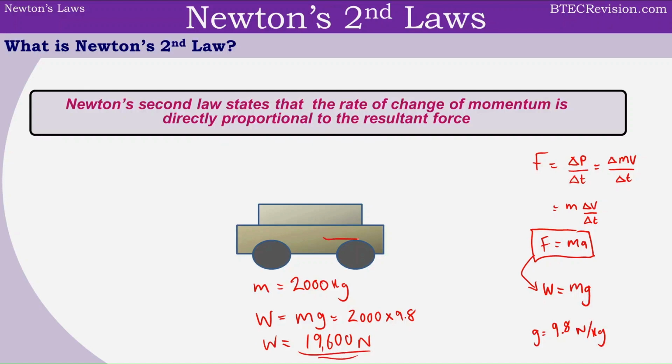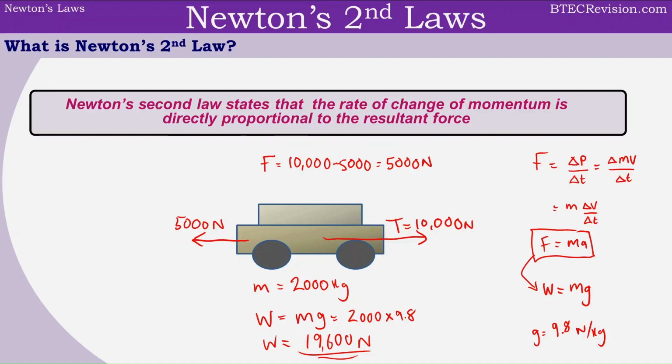We can also say a thrust force of 10,000 newtons is propelling the car forward, and there is a very small frictional force, let's say 5,000 newtons. So we can say that the resultant force equals 10,000 take away 5,000, that's equal to 5,000 newtons.